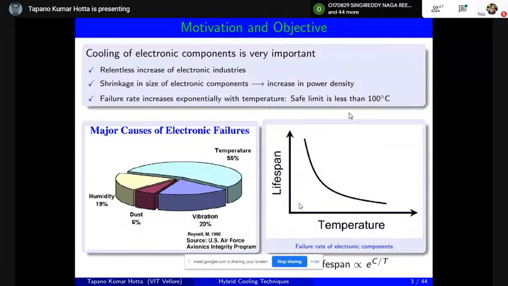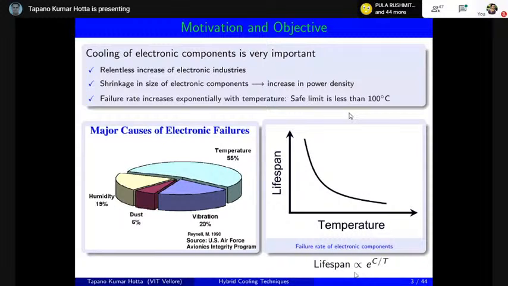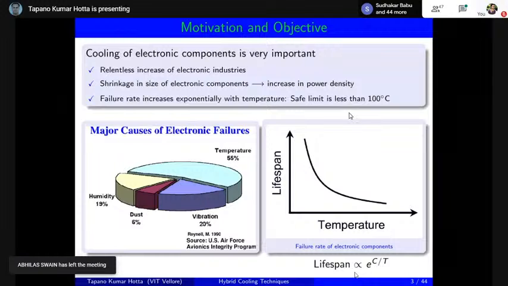The same thing you can also see from this graph between the lifespan of the electronic components and temperature. You can see the lifespan is proportional to e to the power of c by T, where c is a constant that depends upon different parametric conditions, and T is of course the temperature of the electronic component. So you can see there is an exponential decrement of the lifespan of the electronic component with respect to temperature. And research has shown that if the component temperature is increased by 10 degrees, almost half of the life has come down as far as electronic components are concerned.